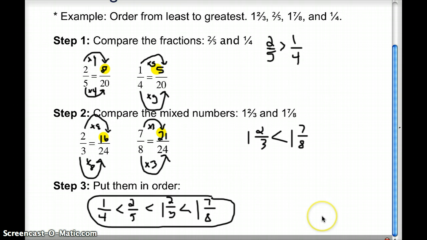How'd you do with this? Let's go back and kind of reflect on what we did. We first started by just looking at the proper fractions and comparing those, right? Because we know the proper fractions are going to be less than the mixed numbers. Then we compared the mixed numbers. Since our mixed numbers had the same whole number part, we just compared the fractional pieces. And then we brought it all together.